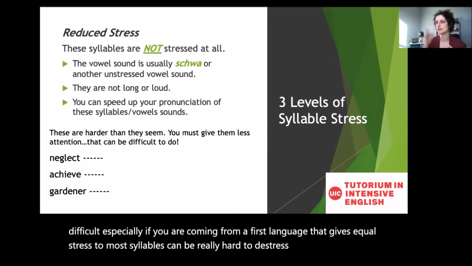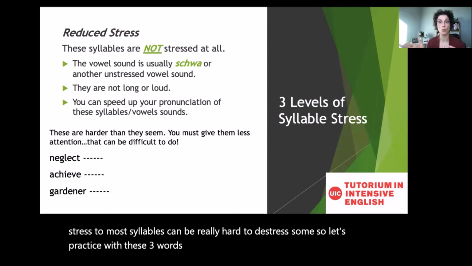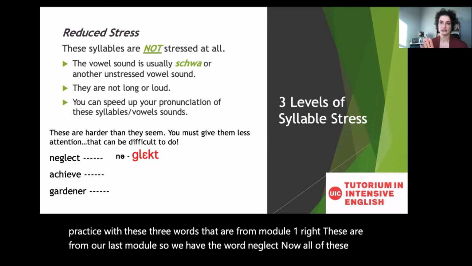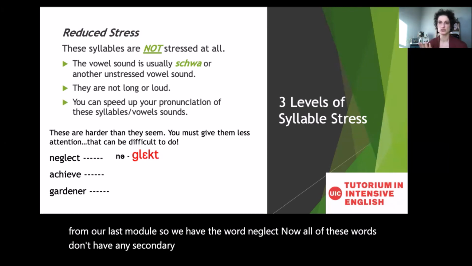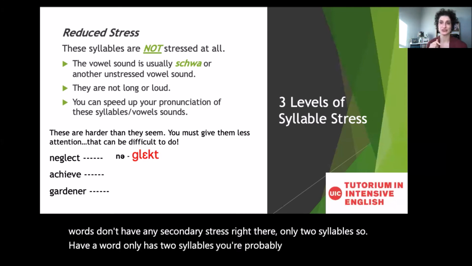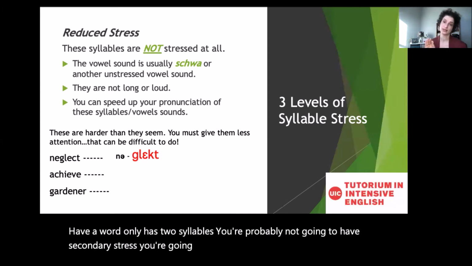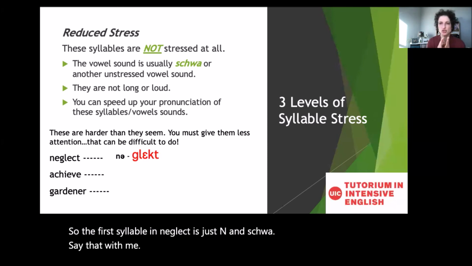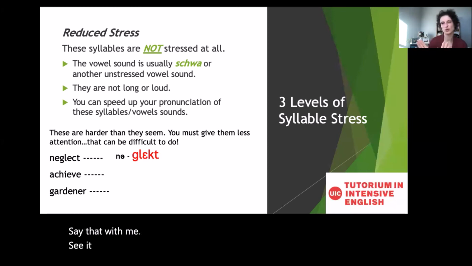So let's practice with these 3 words that are from module 1, from our last module. So we have the word neglect. Now, all of these words don't have any secondary stress. They're only 2 syllables, so if a word only has 2 syllables, you're probably not going to have secondary stress. You're going to have a primary stress syllable and then a reduced syllable. So the first syllable in neglect is just n and schwa. N. Just say that with me. N. Say it short. N. Just don't give it a lot of attention.